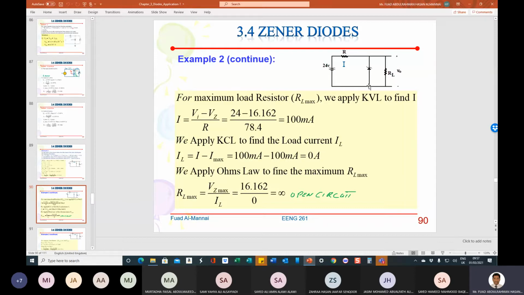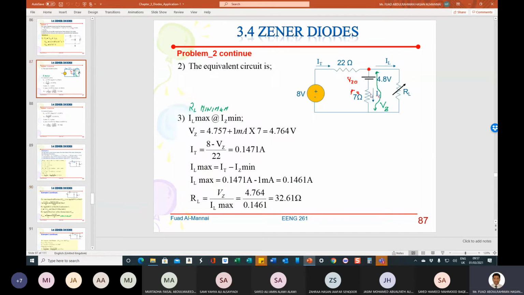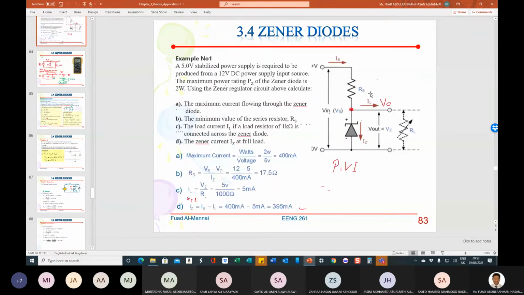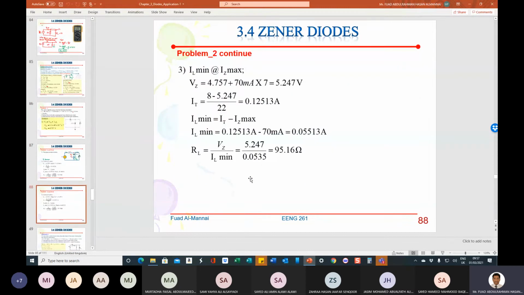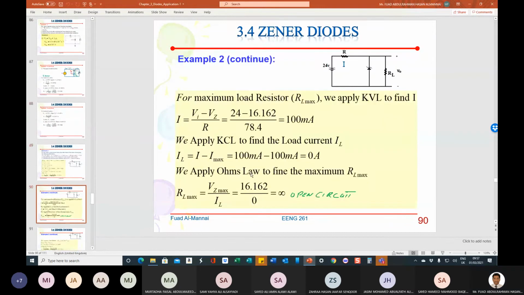Open circuit. Actually, this is the first question in reverse. Remember the first question that we solved before, this one here. Okay, remember, same, and reverse. All right, so it's an open circuit.